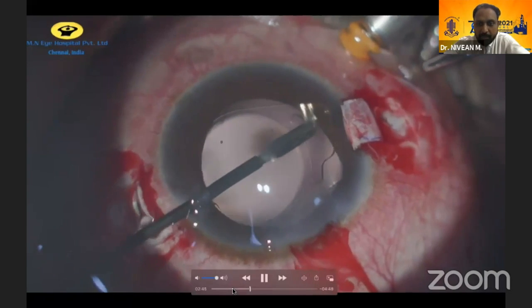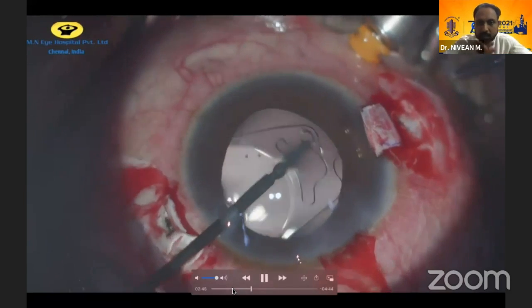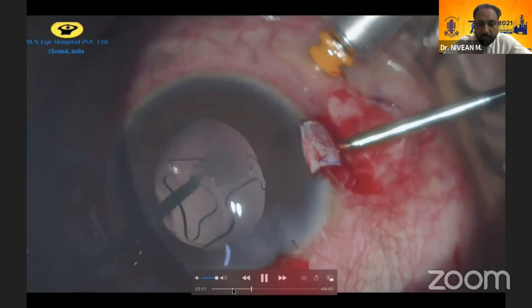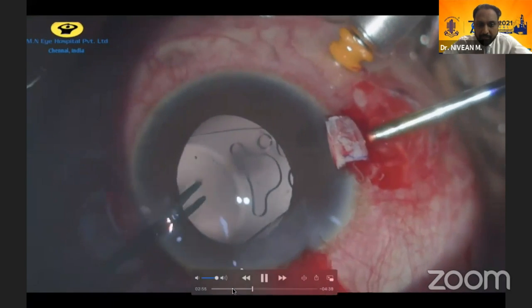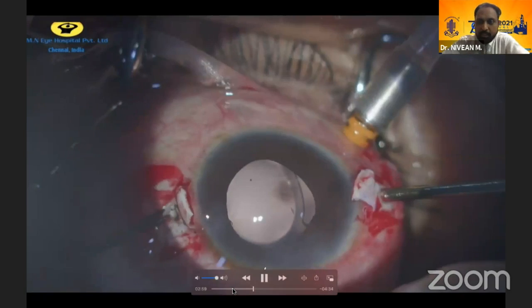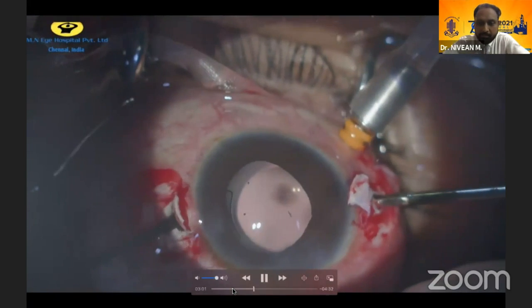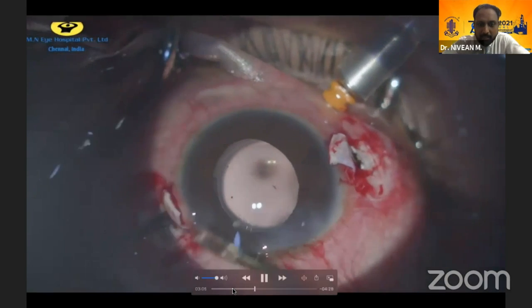For the second haptic, the same handshake technique is used using Nishi grasping forceps, which is serrated forceps, because these are hydrophilic lenses. And you can see the second haptic is being transferred. And the second haptic is also gently brought out of the sclerostomy. So this is practically the end of the surgery, as there's no suture.